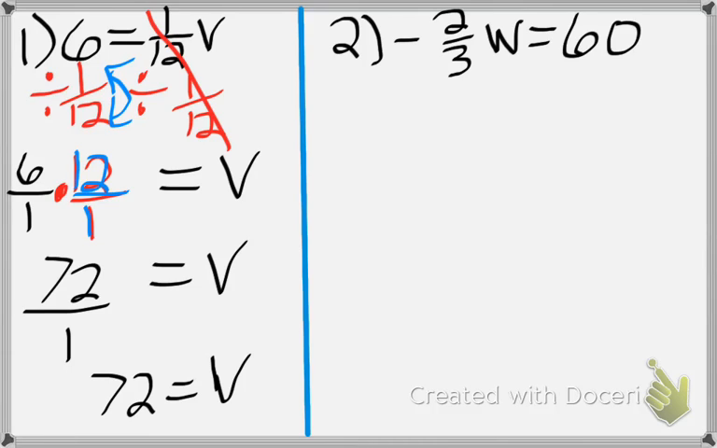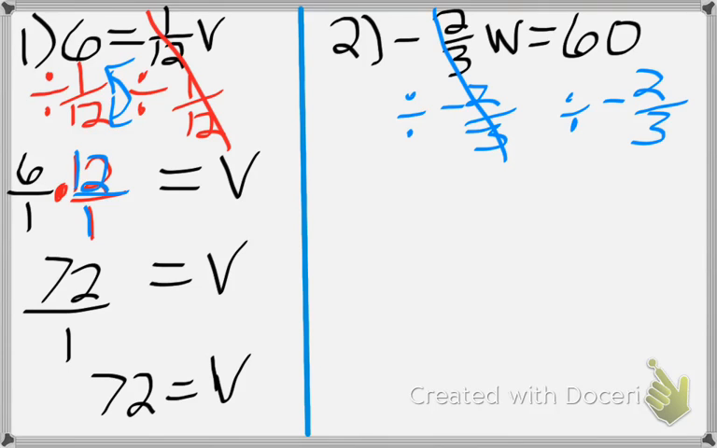Alright, question number 2. Hit pause and try that one if you haven't done so already. Okay, remember you divide to get rid of coefficients. So in this case, the coefficient that we're getting rid of is negative 2/3. So you divide both sides by negative 2/3. They cancel on the left side, and you're left with just w.